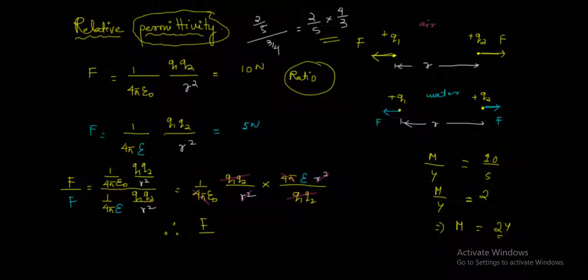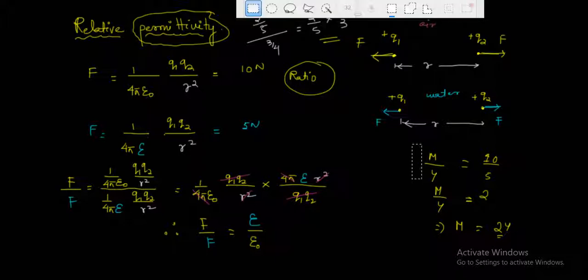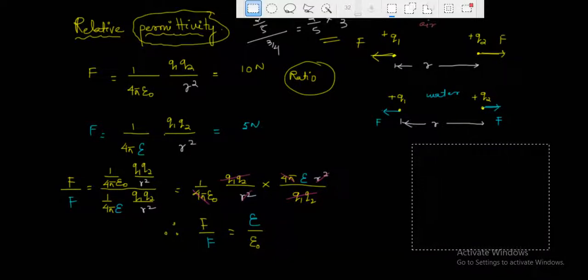Therefore, the ratio of the force in air between the two charges to the force in water of the two same charges at the same distance is the ratio of the permittivity of the water, epsilon, to the permittivity of air or free space or vacuum.